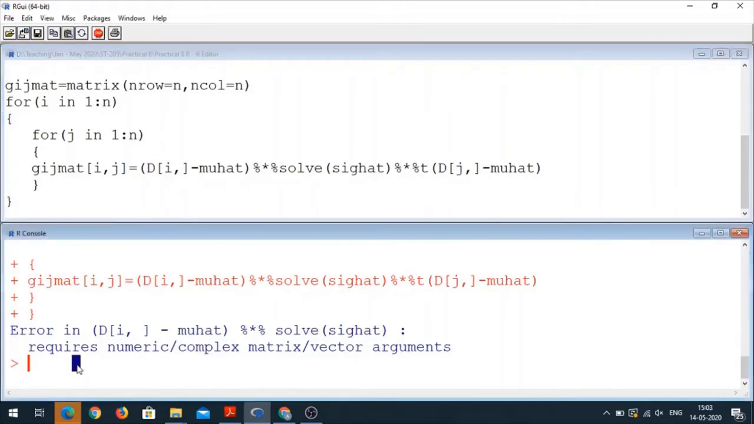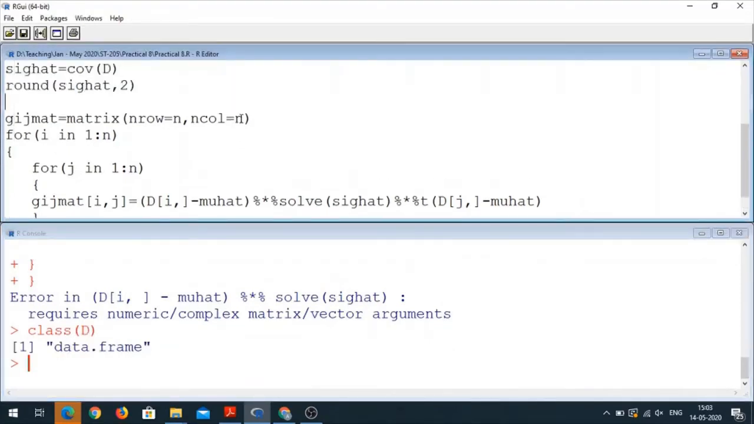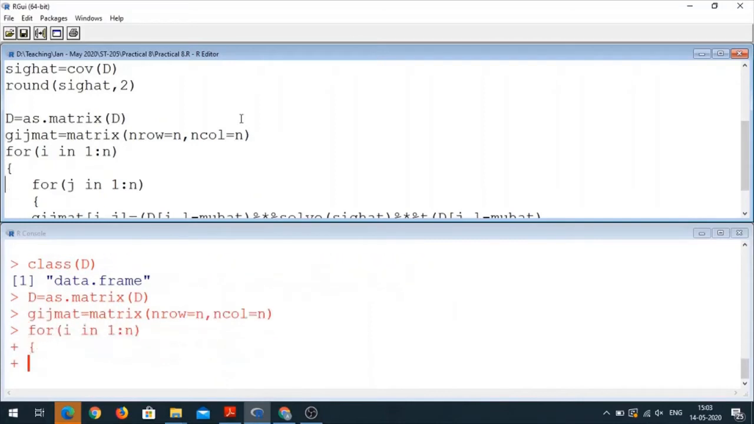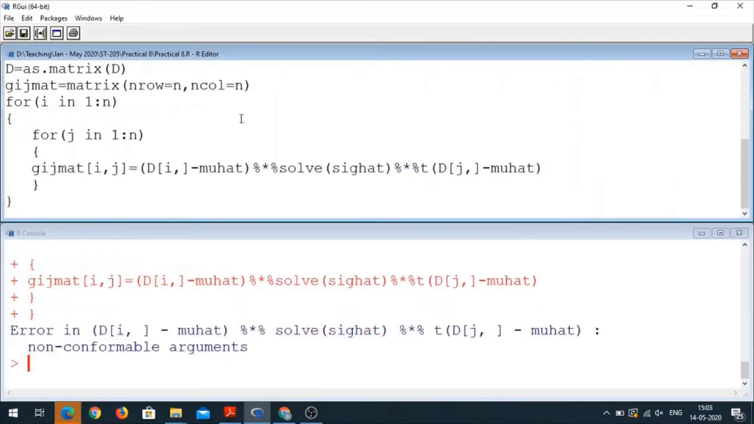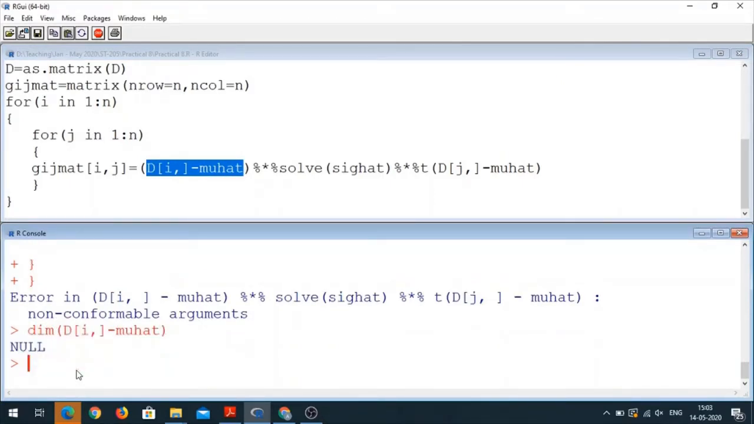My class of D is data frame, that is the issue. So let us make that as a matrix. So D is as dot matrix D. Now hopefully it will run without errors. Wow. Now, okay. Dimension of this is null because now it has become a vector.